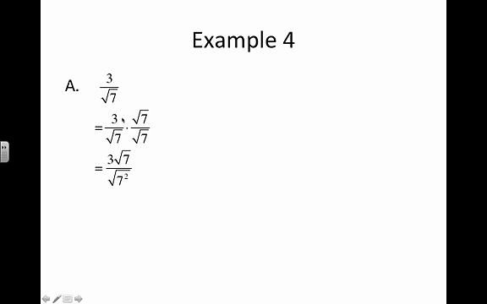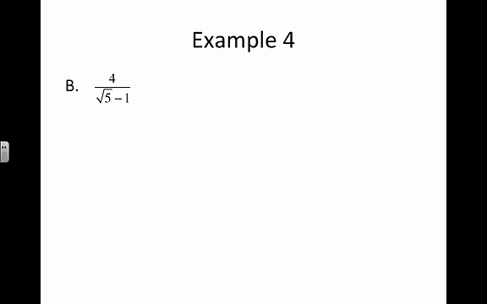I'm going to end up with 3 times square root of 7. On the bottom I have square root of 7 times 7, so square root of 7 squared. Square and square root cancel, and you get 3 times the square root of 7 over 7. And so you've rationalized the denominator. You've gotten it where you don't have a square root in the denominator.